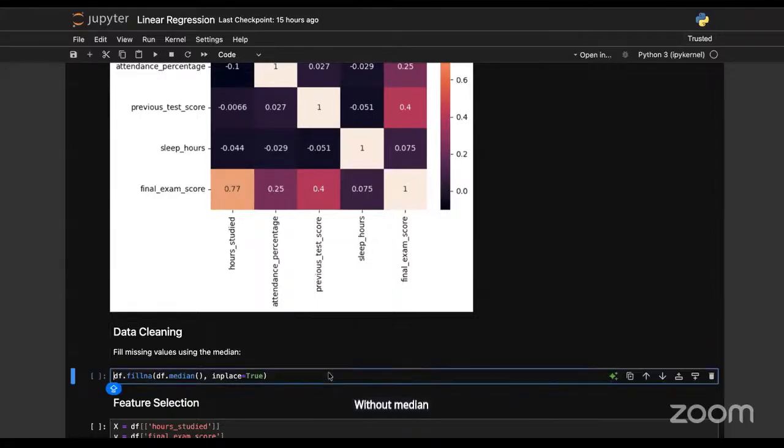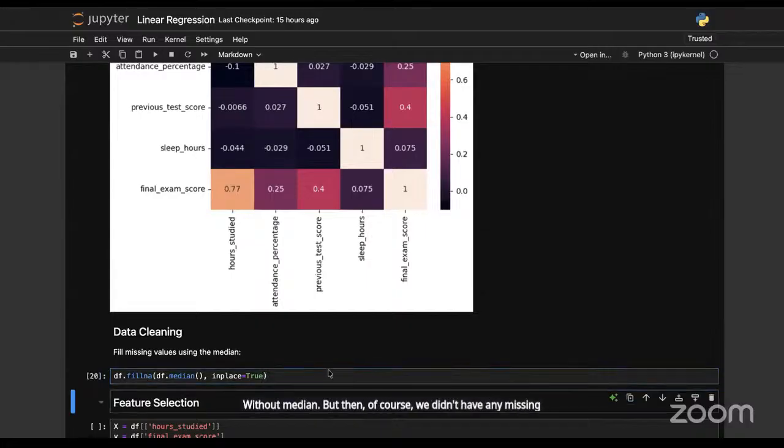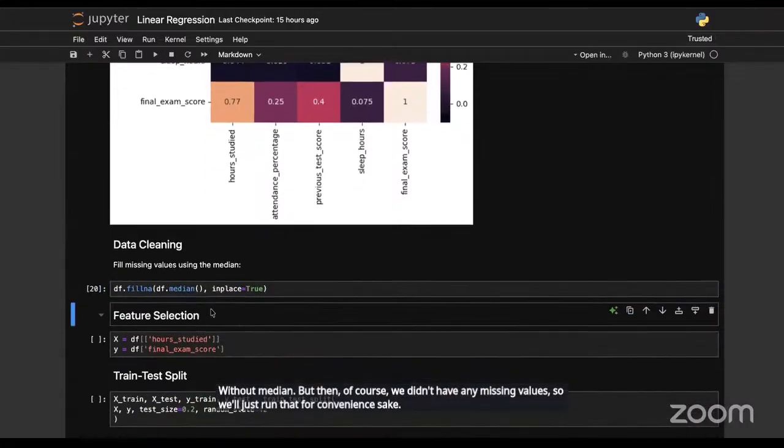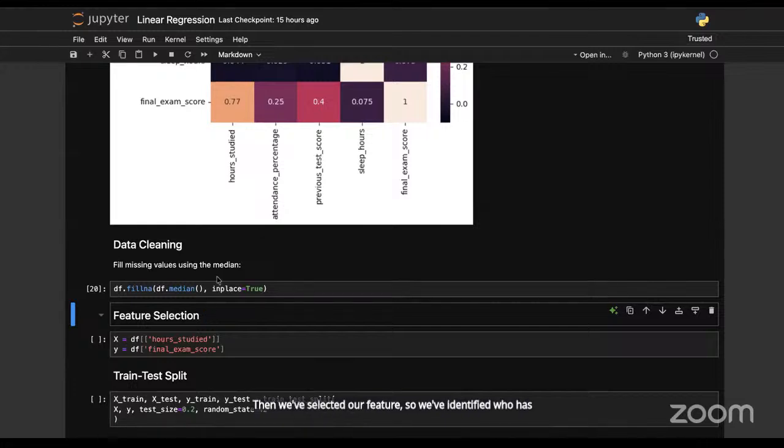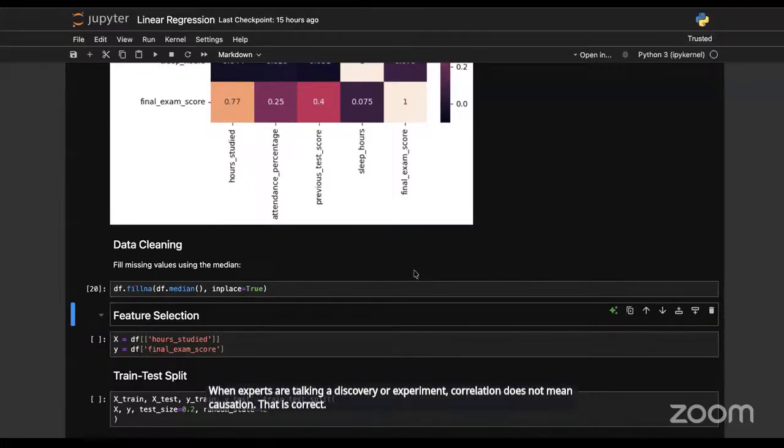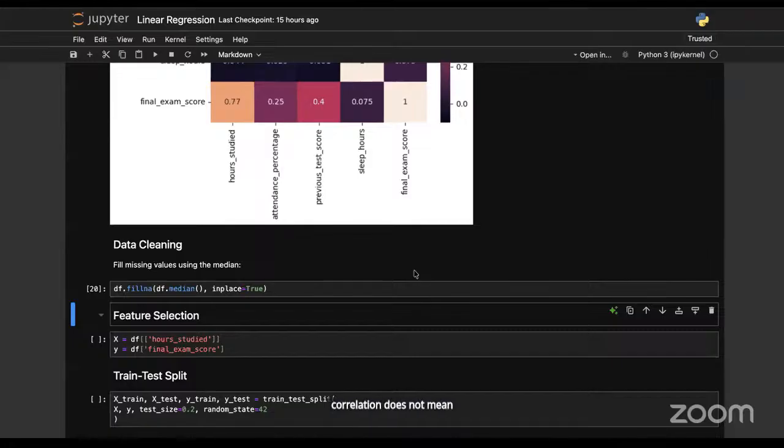But then, of course, we didn't have any missing values, so we'll just run that for convenience's sake. Then we've selected our feature, so we've identified who has a linear relationship. What do you think about the statement, when experts are talking about a discovery or experiment, correlation does not mean causation? That is correct. Correlation does not mean causation.